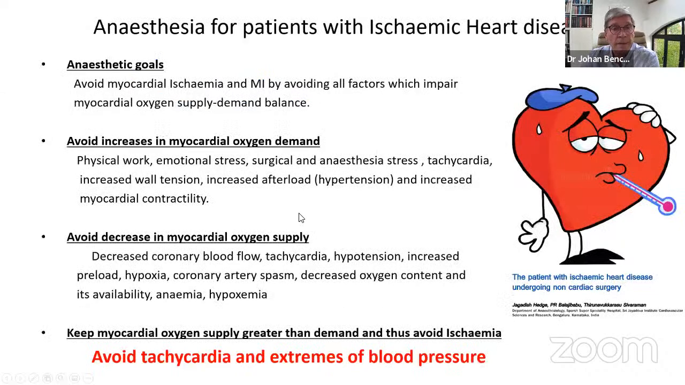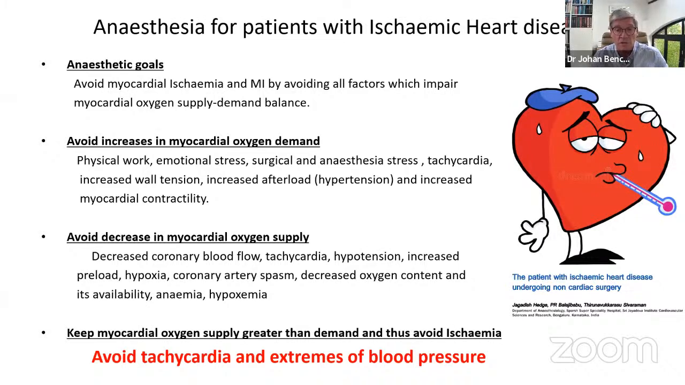So anesthesia for patients with ischemic heart disease. It's just a simple thing. Our previous speakers have alluded to this all the time. You've got to avoid myocardial ischemia, and you're looking at this oxygen supply demand balance. So just remove and avoid all factors that increase oxygen demand and impair oxygen delivery. So avoid the increases in oxygen demand.